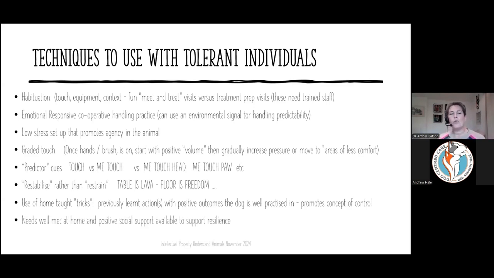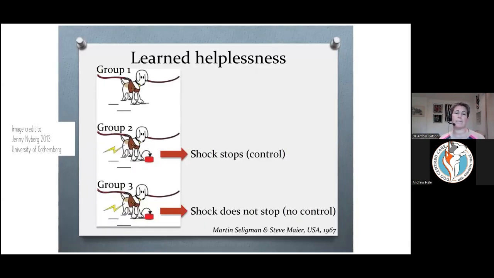This should always happen on the background of meeting their needs well at home, having good positive social support at home, positive experiences at home, good sleep patterns, all of those things, because all those things support resilience. It means that the dog is going to be able to cope with these stresses more effectively.